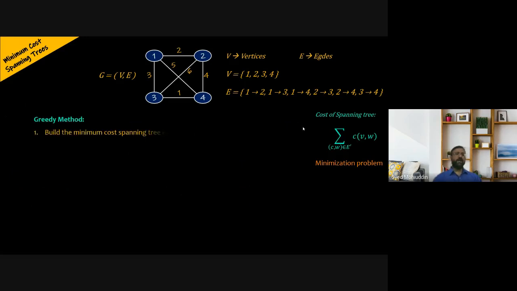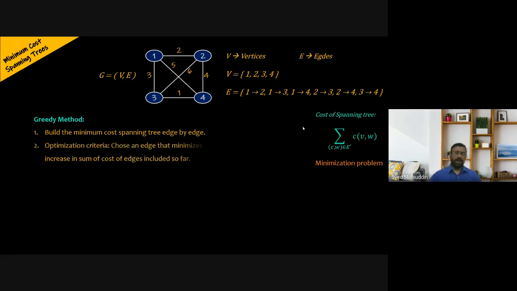So what will be the greedy approach? The greedy approach of constructing a minimum cost spanning tree is to construct the tree edge by edge, taking one edge at a time. And the next edge which we try to choose should minimize the increase in the sum of the cost. So this is the greedy approach.